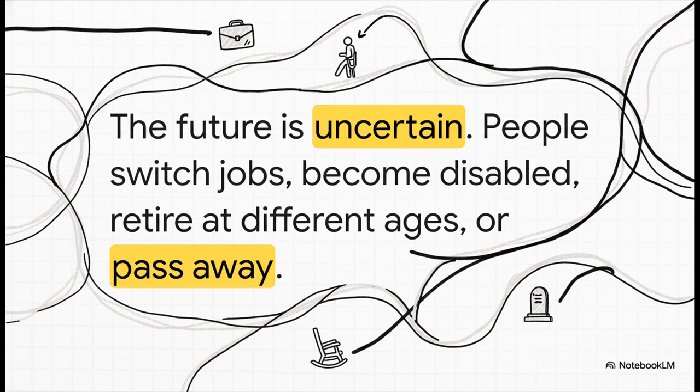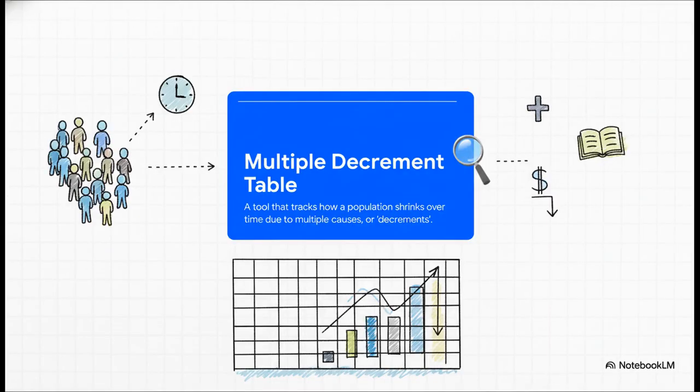Well, the biggest hurdle, of course, is just uncertainty. Life is messy. It's not a straight line. People change jobs, they might become disabled, they retire at all different ages, or they pass away. Every single one of those life events completely changes the math for a company. So how do you bring order to all that chaos?